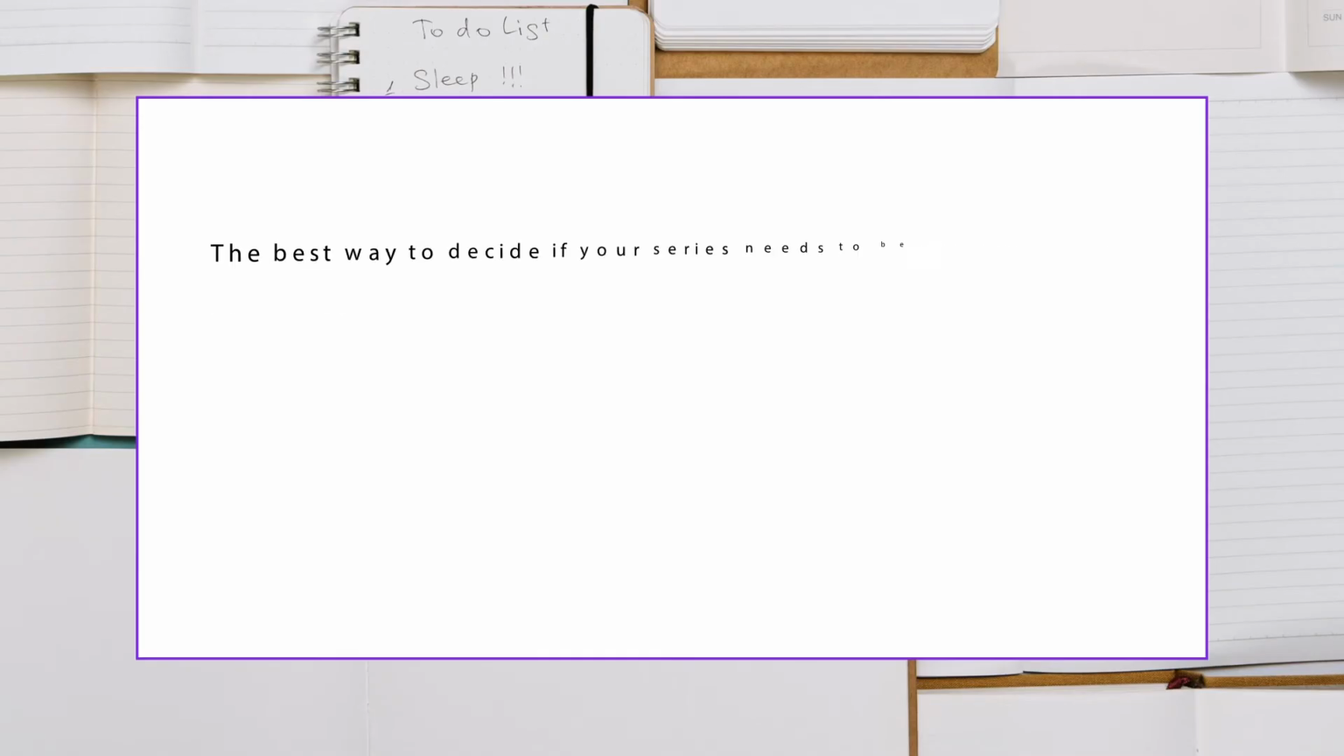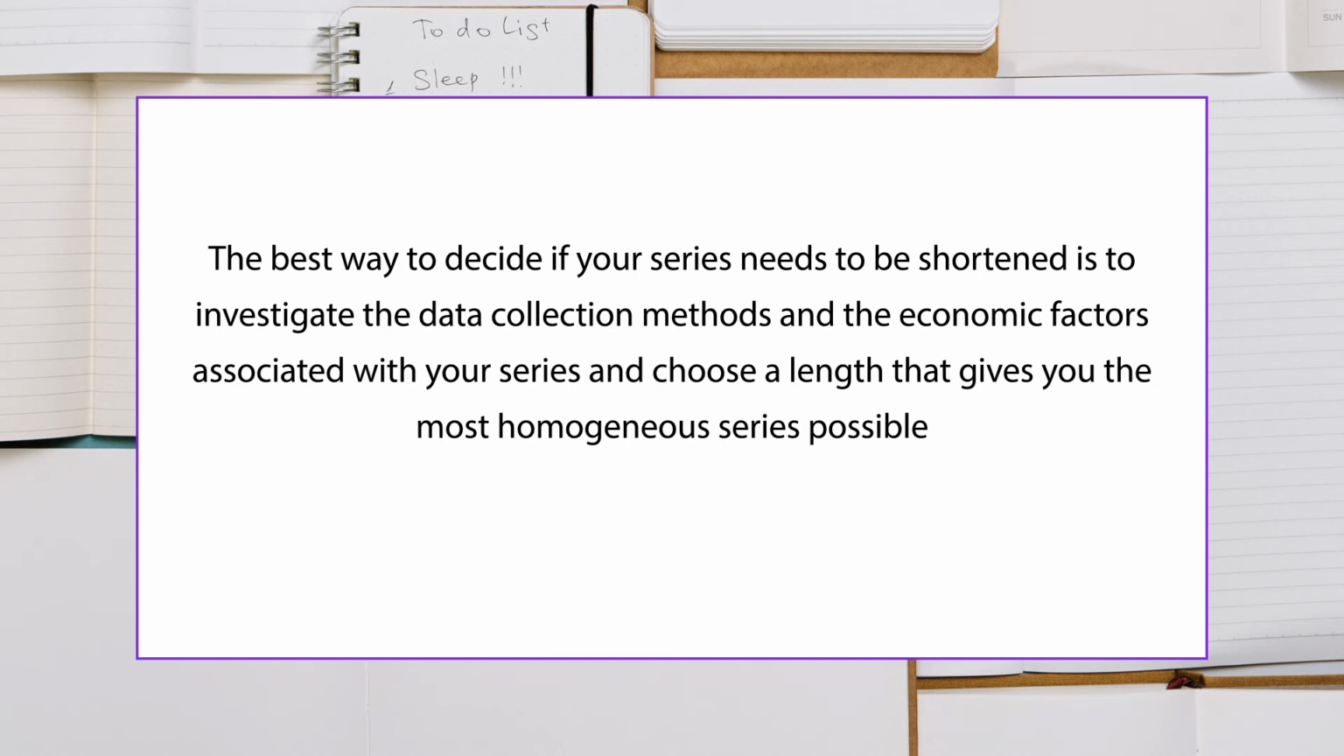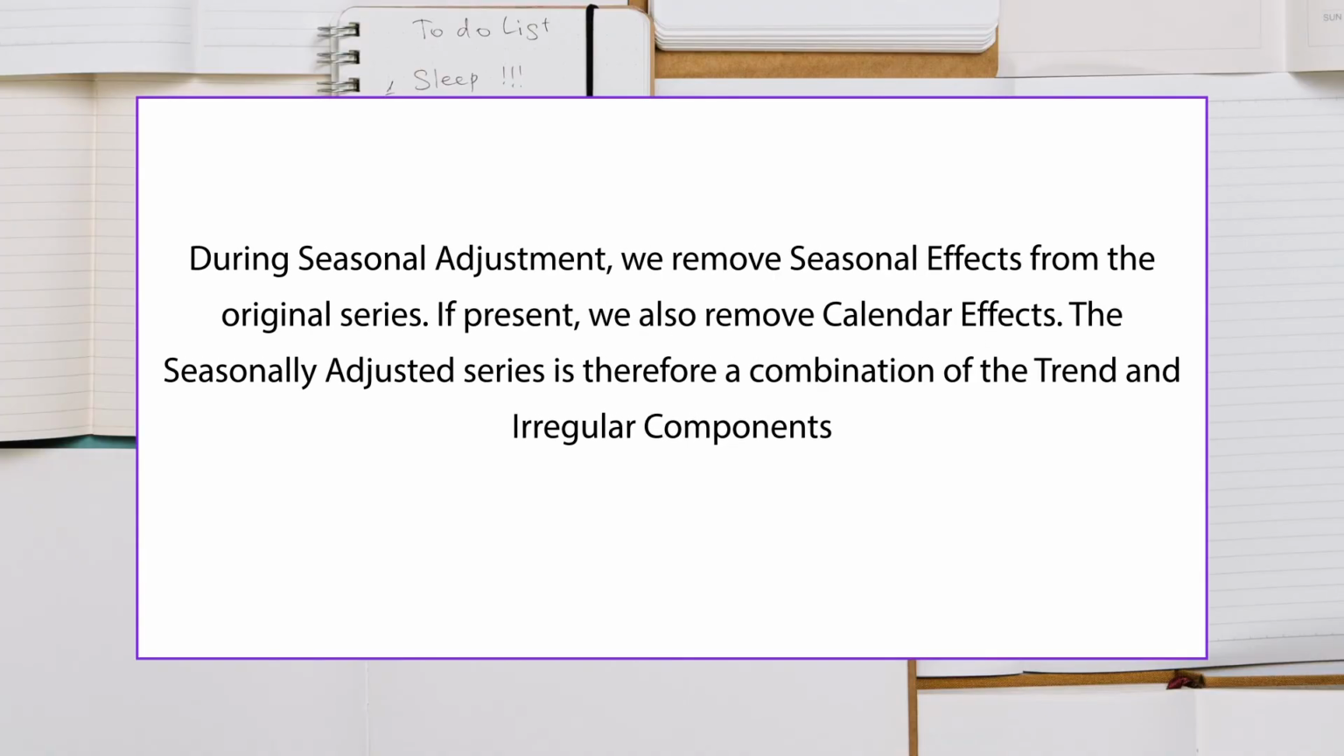These adjustments we have to do in seasonal adjustment. The best way to decide if your series needs to be shortened is to investigate the data collection methods and the economic factors associated with your series, and choose a length that gives you the most homogeneous series possible. During seasonal adjustment we remove seasonal effects from the original series, and if present we also remove calendar effects. The seasonally adjusted series is therefore a combination of the trend and irregular components.